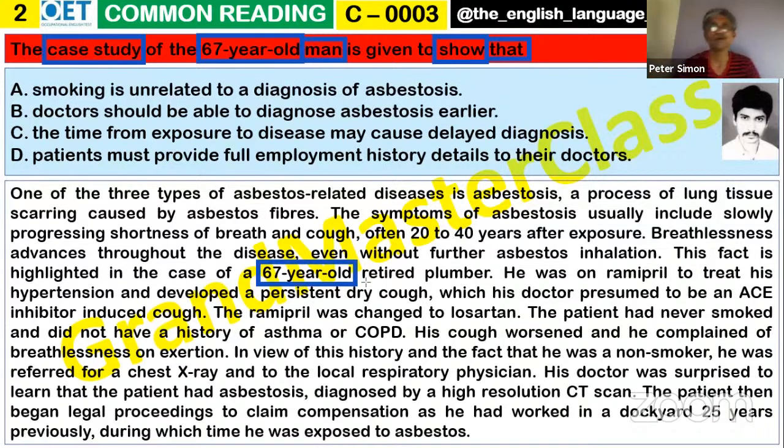Retired plumber. So the man is the plumber, or the retired plumber is the man here. The man is a retired plumber. Man is a plumber. Plumber is a man. Plumber is retired. Okay, so 67-year-old man. You got that word. There only you will find the answer. You have to remember.